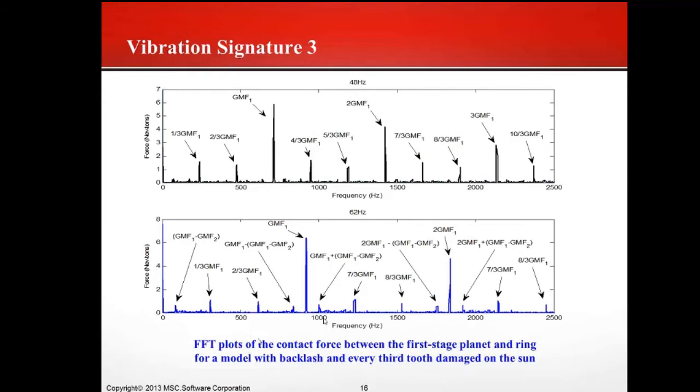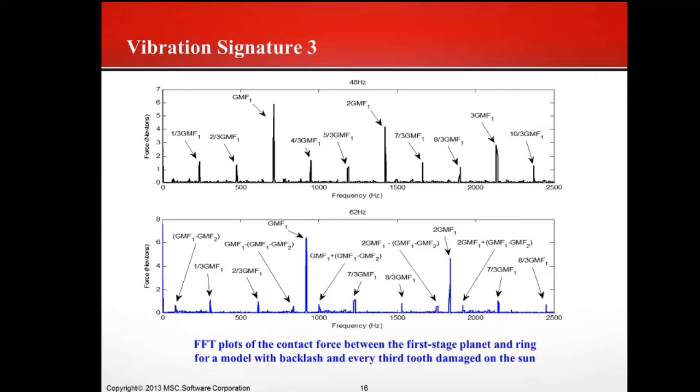Now we want to observe what happens for the same case, every third tooth damaged on the sun, but where we get the output from the planet and the ring. The previous one was where we got the output from the sun and the planet, but now it's from the planet and the ring. If you look at the vibration pattern, it's very similar to the previous one.